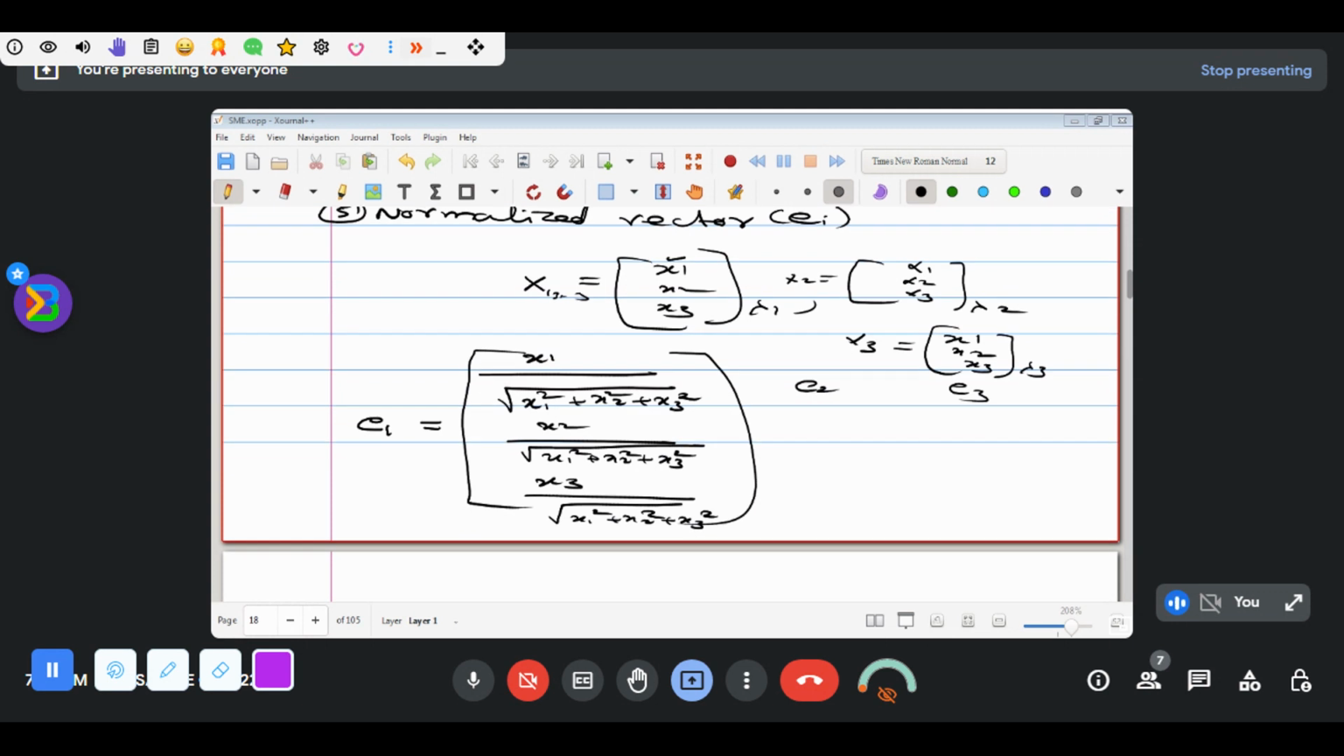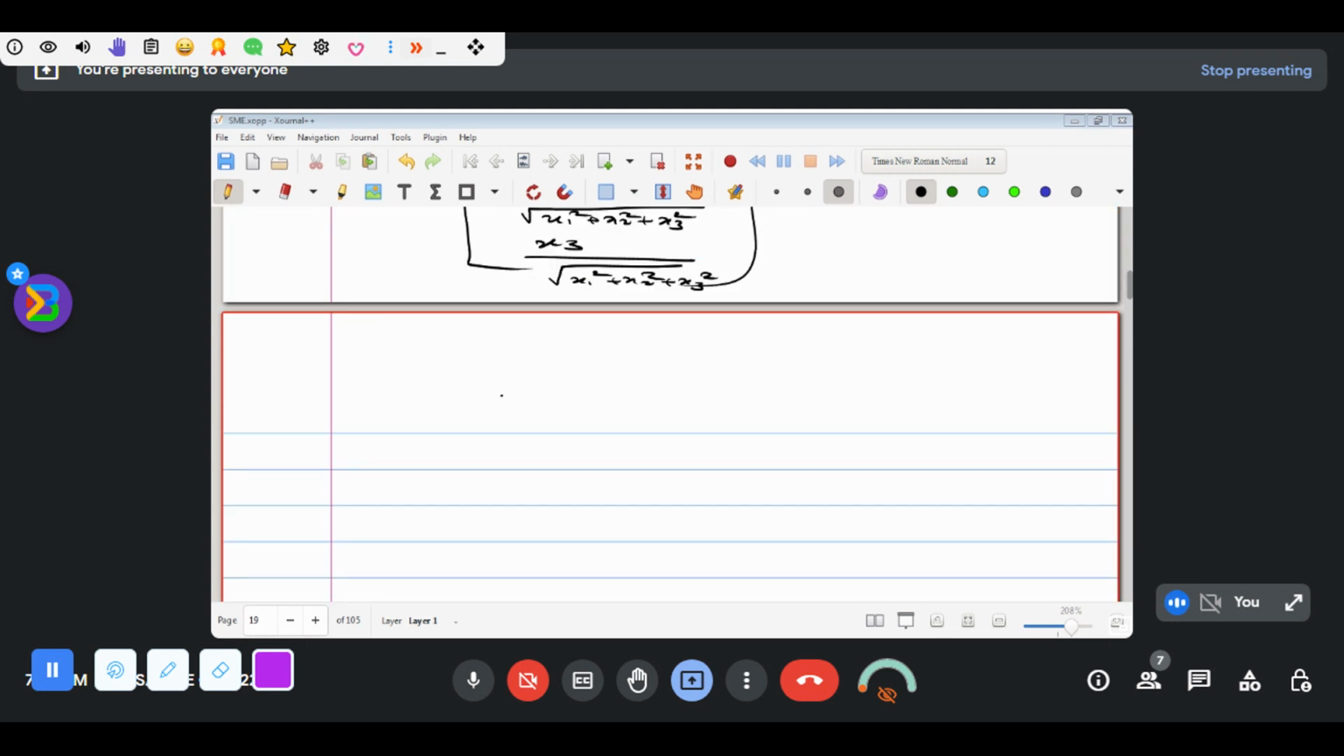So overall, write the matrix. That matrix is called N, then N equals E1, E2, E3. This matrix is called the normalized vector. After you complete this process, you write the principal components.